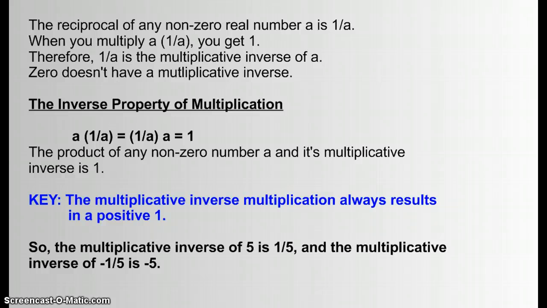So the multiplicative inverse of 5 is 1 over 5, or 1/5, because when you multiply 5 by 1/5, you get 1. But the multiplicative inverse of negative 1/5 is negative 5, because when you multiply those two together, you would get positive 1.